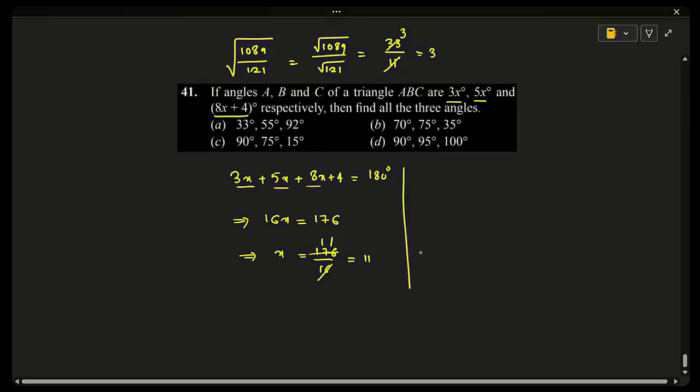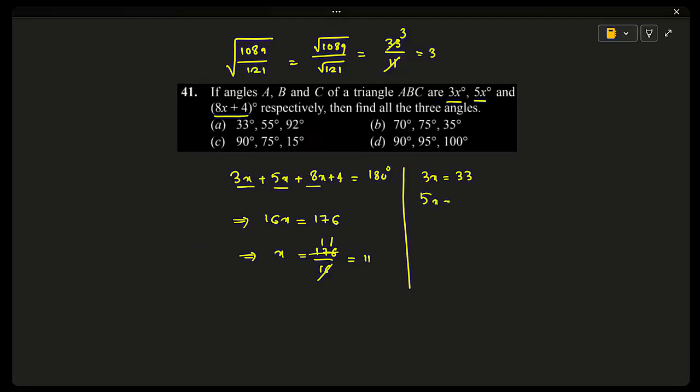With this x value, we can find all the angles. First angle is 3x, 3 times 11 is 33. Second angle is 5x, 5 times 11 is 55. Third angle is 8x plus 4. Substitute x is 11, so 88 plus 4 is 92. 33, 55, 92. That is option A.